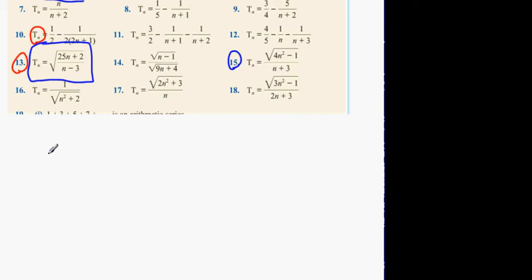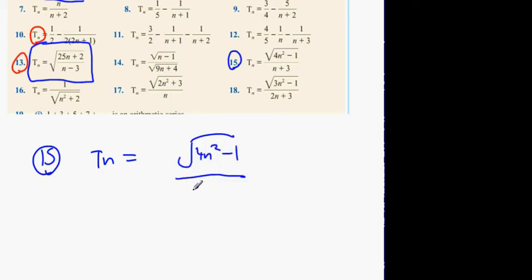I'm going to change 15 into this. Tn equals the square root of 4n squared minus 1. I'm also going to do the square root of n plus 3 squared. By doing the square root of n plus 3 squared, have I changed the value? Because square root undoes squared. So if I said 4 and then I put a 4 and a 2 in there, it's still 4. So that's what I did.